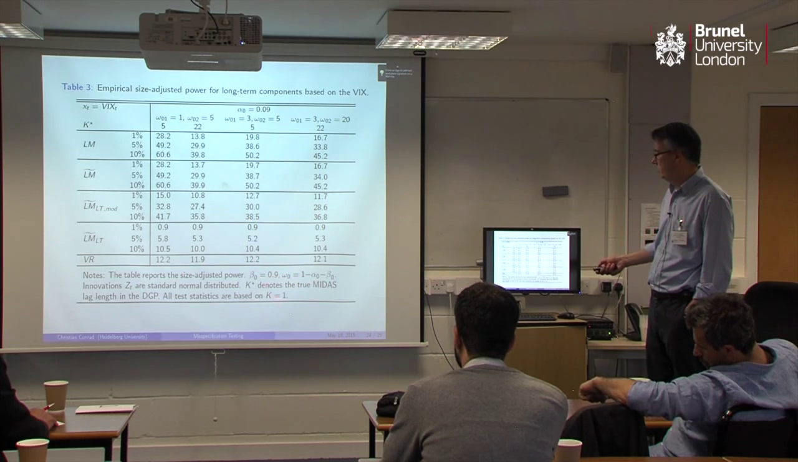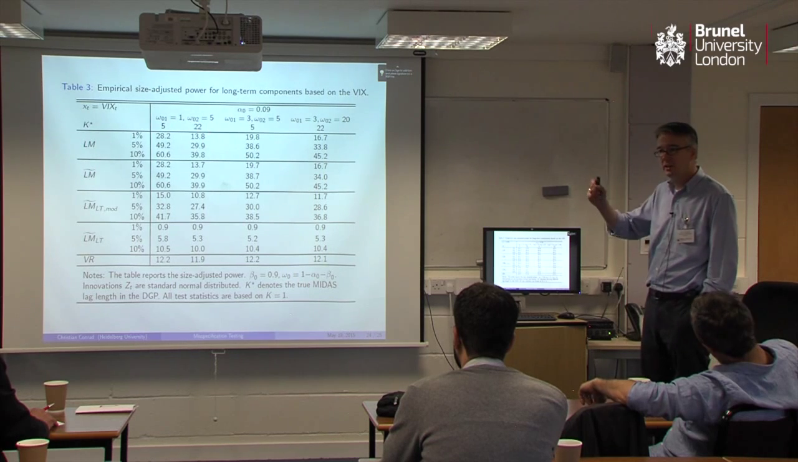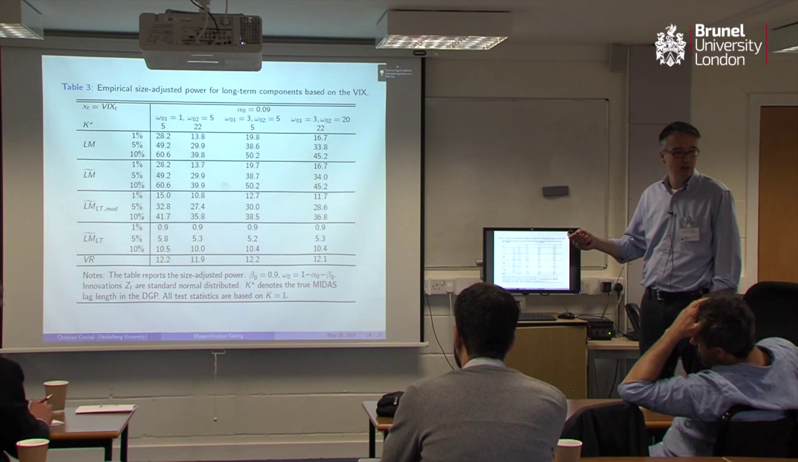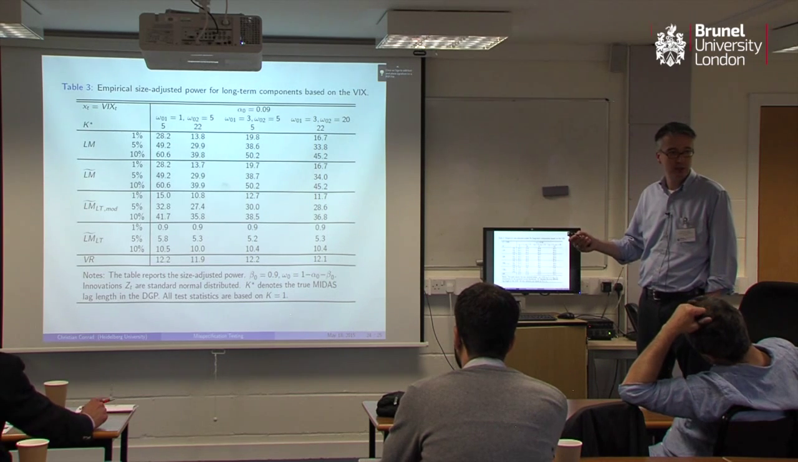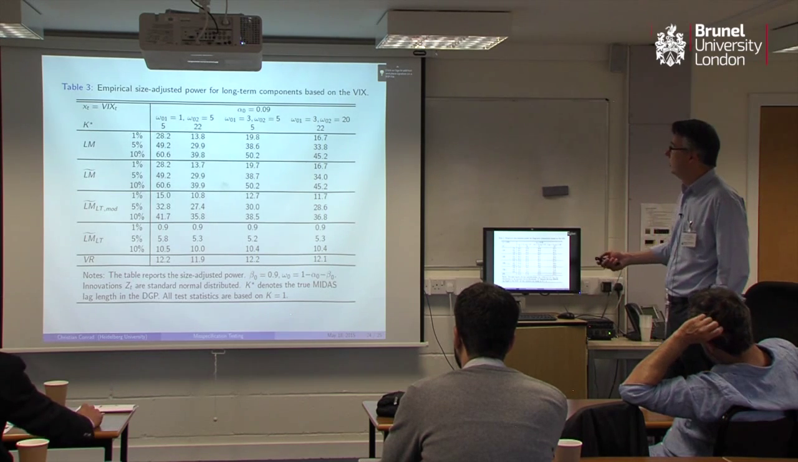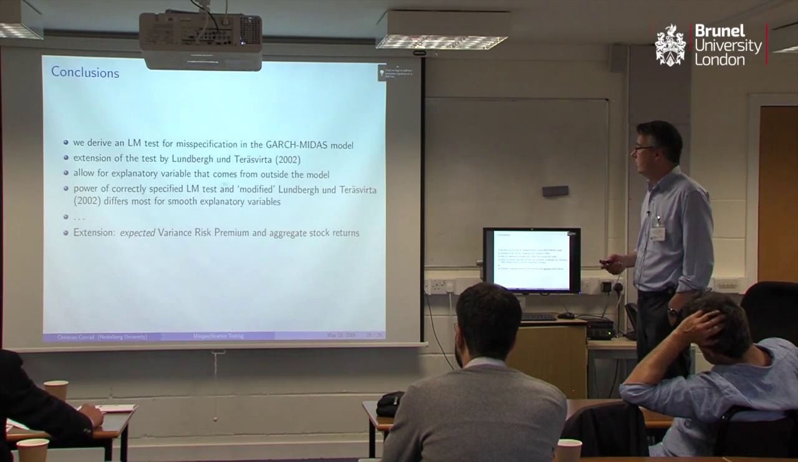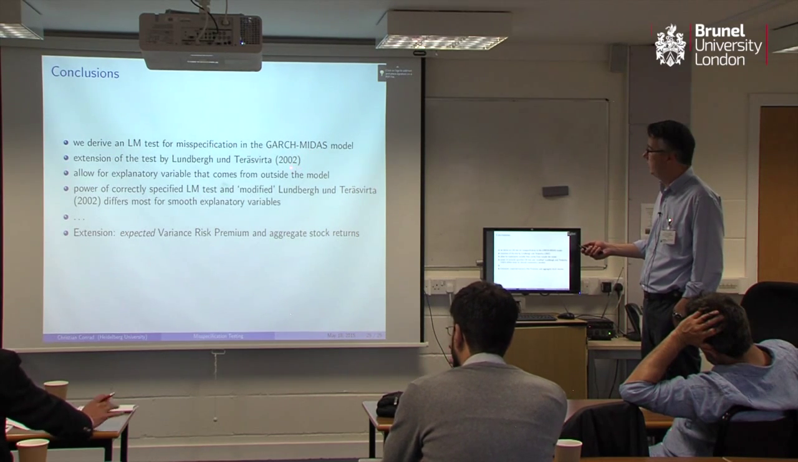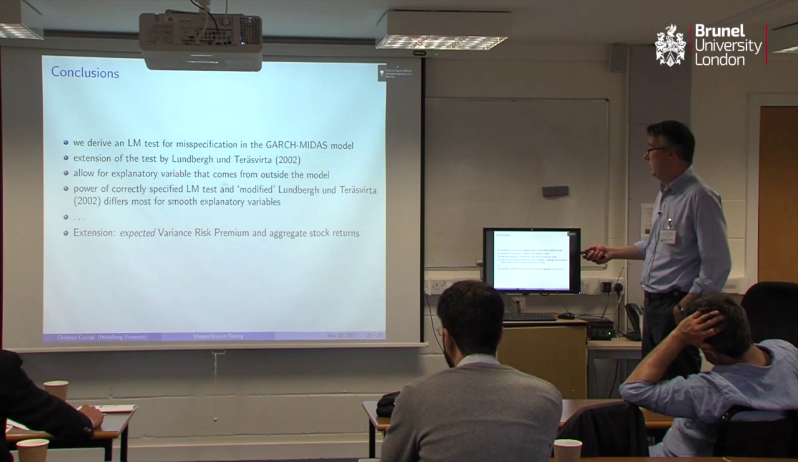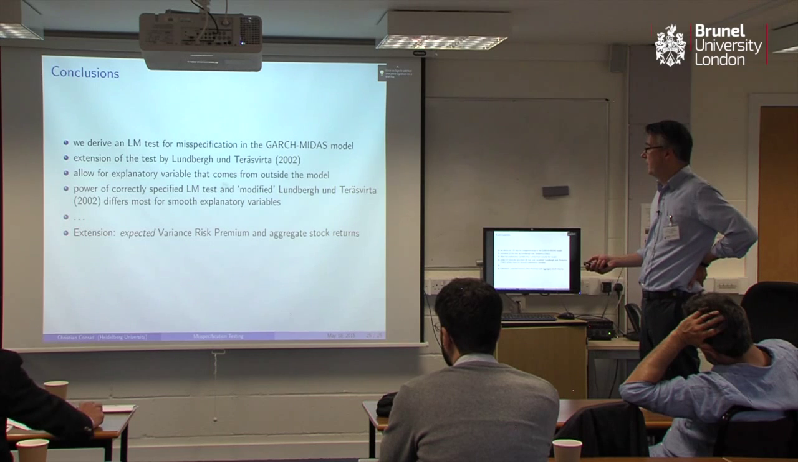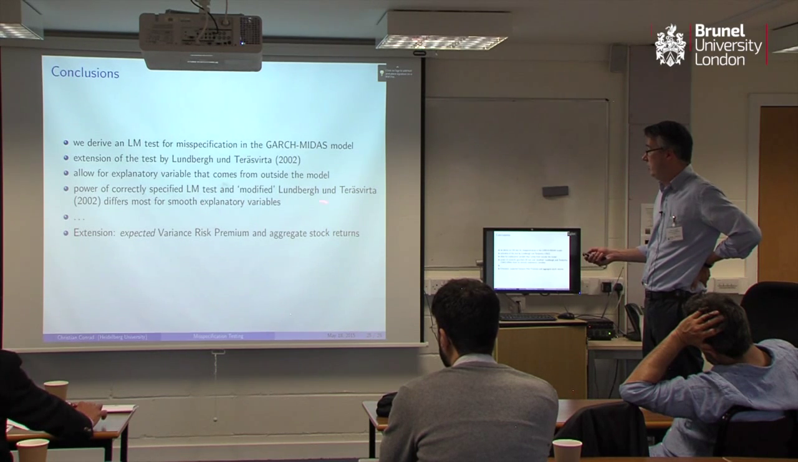And we have also tables where we choose the correct lag lengths, with higher order, but actually you don't gain a lot from this. It seems that choosing K equals 1 is typically enough. Okay, and that's it. So we have this LM test for the GARCH-MIDAS model. It's an extension of Lundbergh and Teräsvirta, but now we can use it for any type of explanatory variable. We have higher power than the modified version of their test.